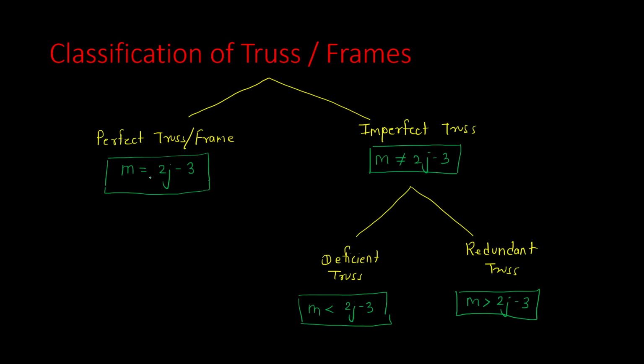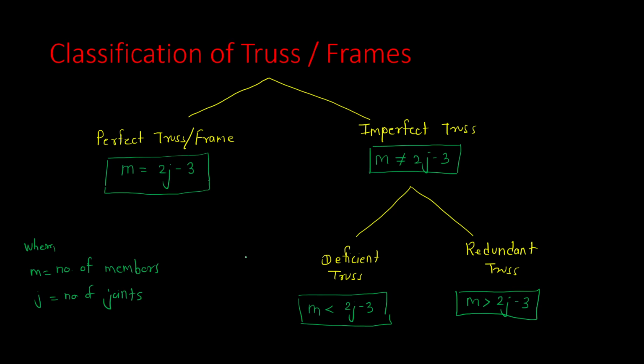Now what are this M and J? M stands for number of members. M for members. And J stands for number of joints.